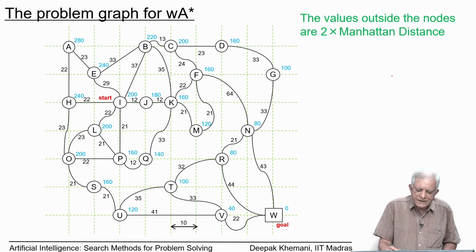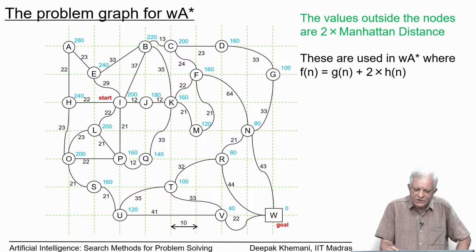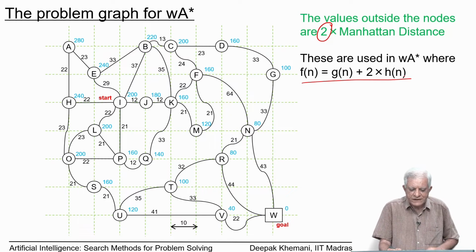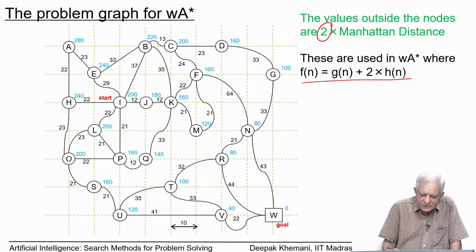So, the graph that we had seen earlier, let us see how WA star operates on this, where W is 2. So, the weight is 2, and as you can see f of n is equal to g of n plus 2 times h of n. The values written in blue are 2 into h of n. So, you can see, for example, for this bottom node, it should have been 2 hops, which is 20 units away, but 2 into 20 is 40, and like this for every other node, the h values are doubled.